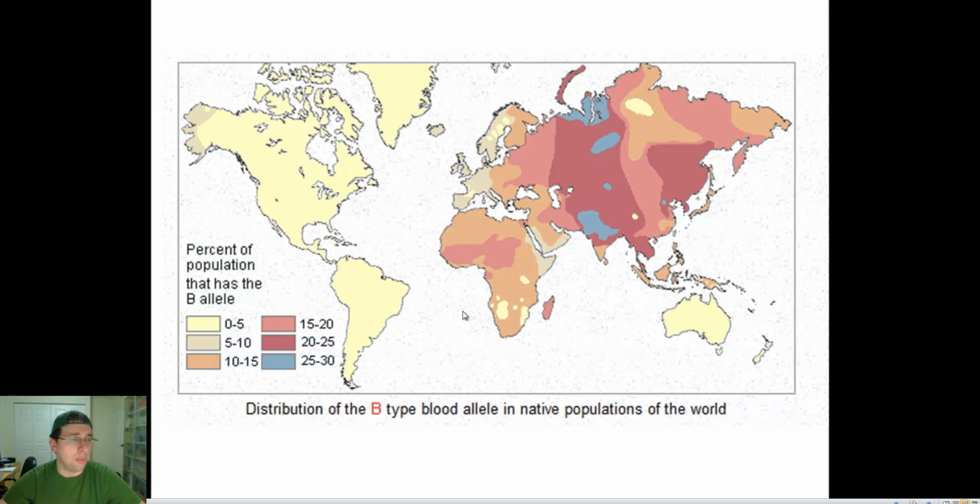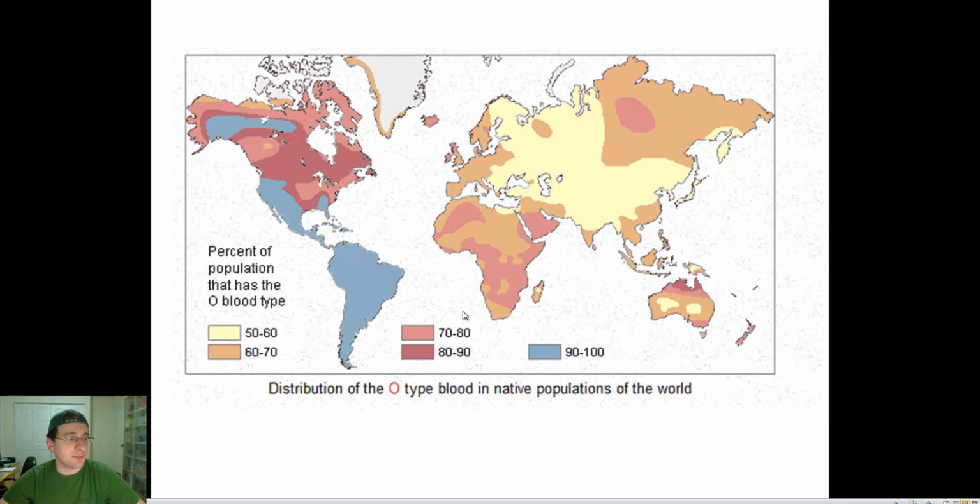Now, the O blood type, which is a third type of mutation, is more common among South American populations and African populations. All right, so you can see the different distribution of the blood types across the world. Now, the interesting thing about blood types is that they show you racial patterns that do not necessarily match the racial patterns you would expect from skin color and hair texture and things like that, which really puts a wrench on the whole race idea.